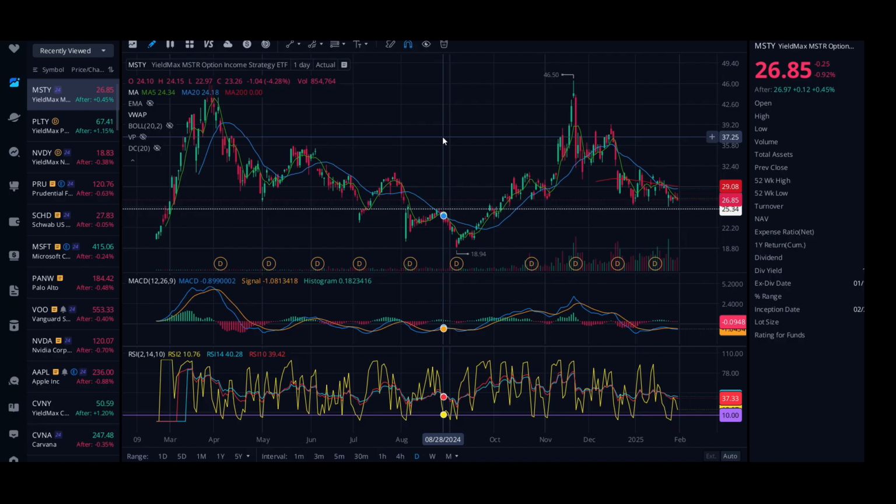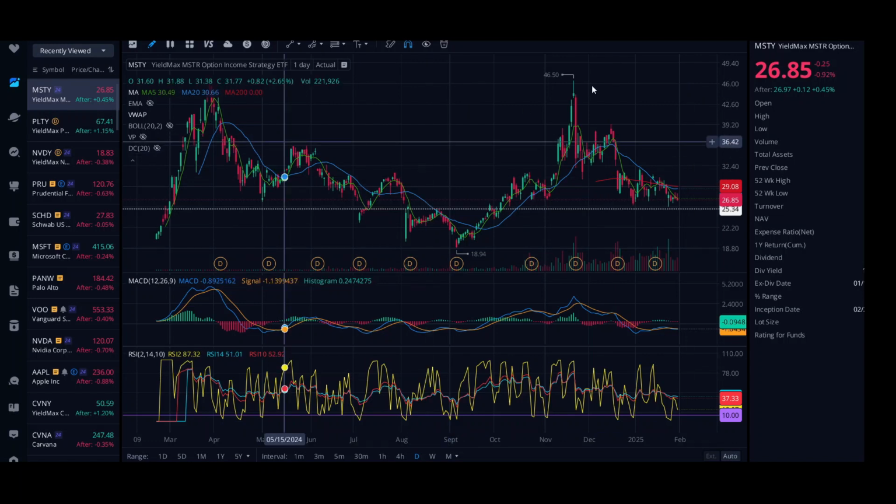Okay, so here we are on the Webull chart. As you can see, MSTY originally came out at around February of 2024. Looks like it came out at about a $20-ish price per share. Currently, it is sitting at $26.85. So it is an upward moving trend.